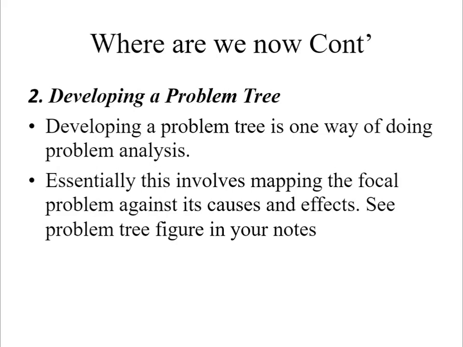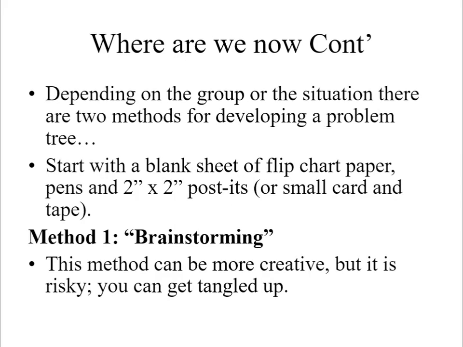Developing a problem tree is one way of doing problem analysis, and this involves mapping the focal problem against its causes and effects. See the problem tree figure in your notes. So, depending on the group or the situation, there are two methods for developing a problem tree. Method one is brainstorming. This method can be more creative, but it is risky because you can get tangled up.